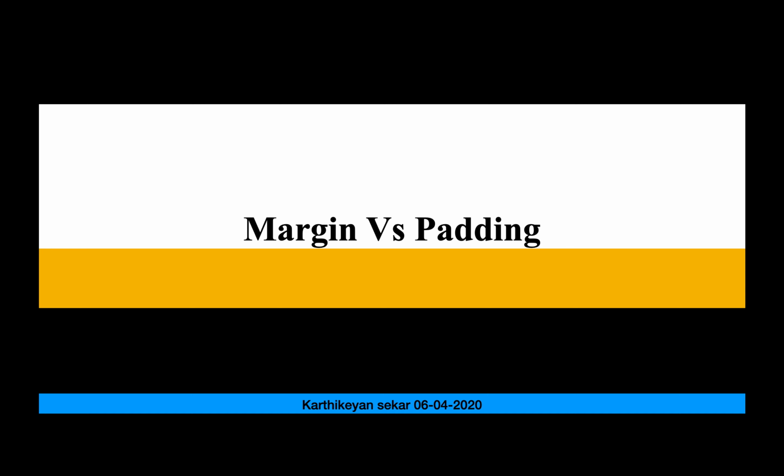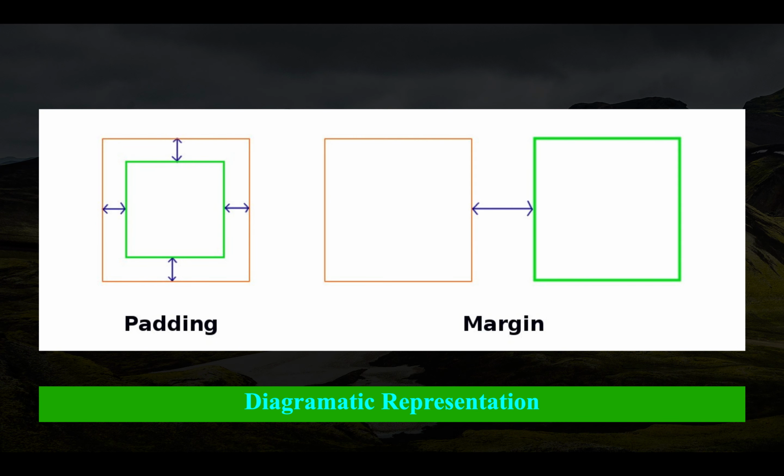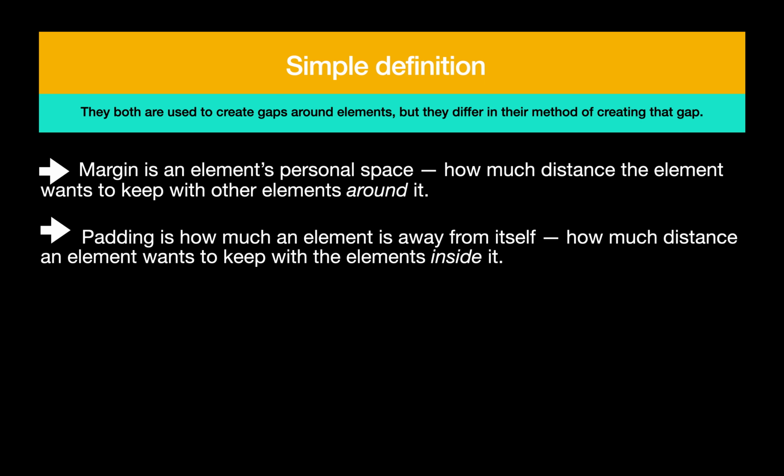Here I'm gonna show you some details about the margin and padding in CSS. So let me begin with the diagram representation. The first diagram is the padding, where you can see a div inside a div. Padding is nothing but the distance between the inside and the outer div elements, and margin is nothing but the difference between two separate divs.